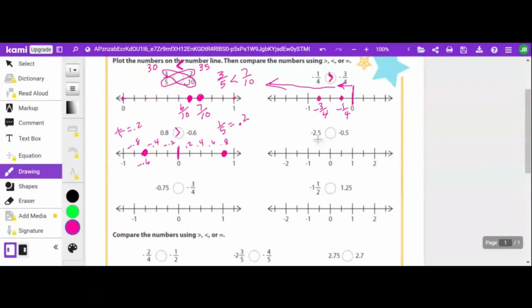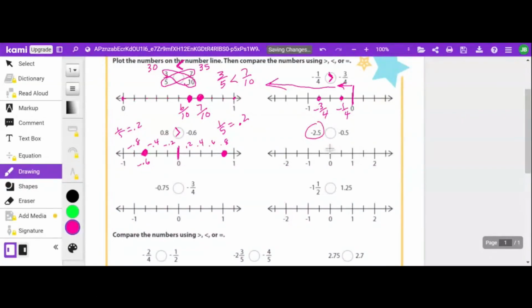Okay, let's look at the next one. We've got negative 2.5 and negative 0.5. Which of those two do you think is more negative? Which one is more negative? Okay, but be careful because it's not 2.5, it's negative 2.5. So negative 2.5 is more negative.